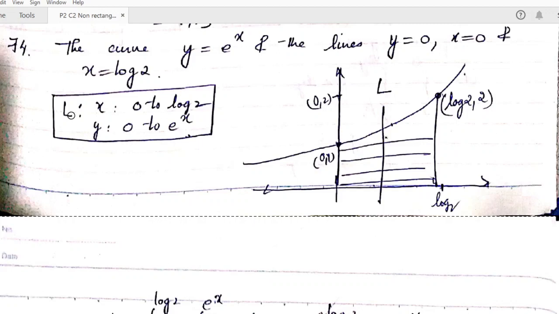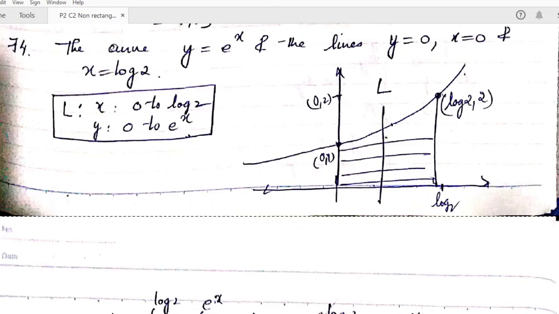Dear students, in this video I am going to discuss question number 74. So the question is, we have to find the area of the region bounded by these boundaries. This is the boundary of the region given in the question. We have to find the area of this region.